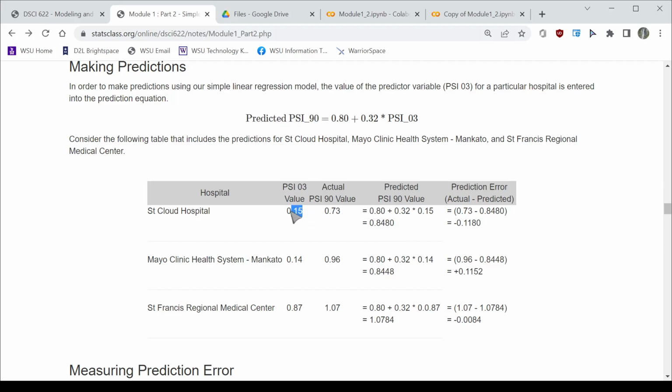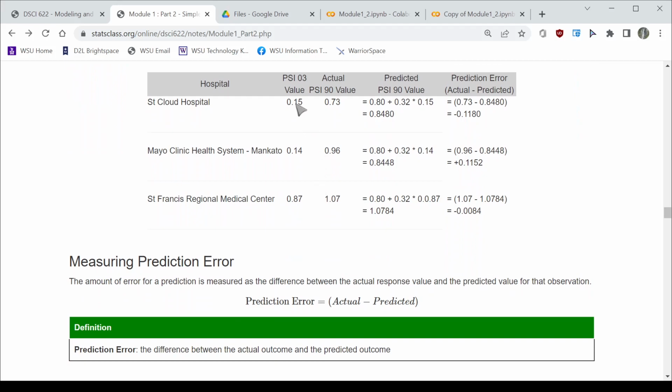So I just plug that 0.15 right in here for the PSI 03. And when I do that, I get a value of 0.8480. This is going to, as I said earlier, for St. Cloud, I'm going to be over-predicting. The amount that I'm off is simply called the prediction error. So the prediction error is just the actual value minus the predicted, which is going to be about negative 0.12 or so here.